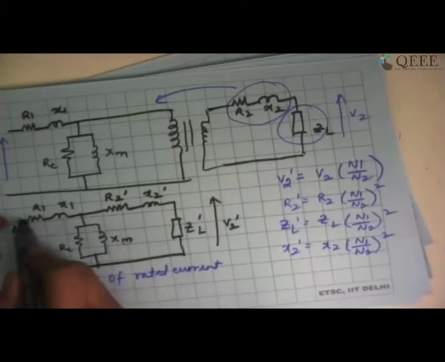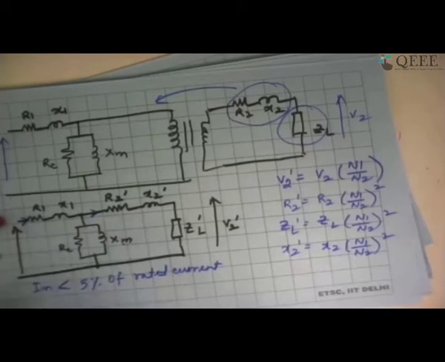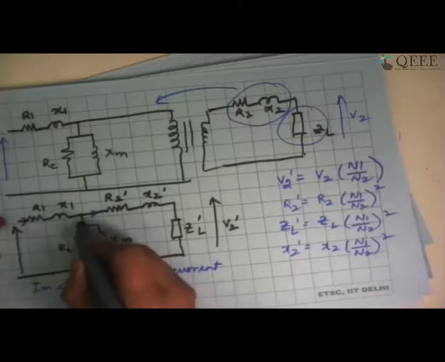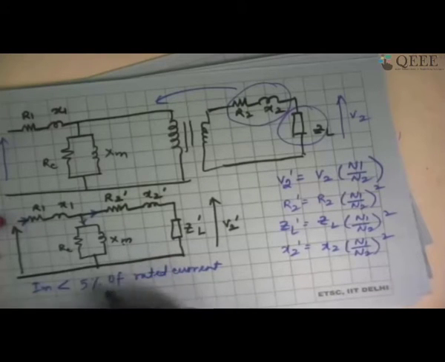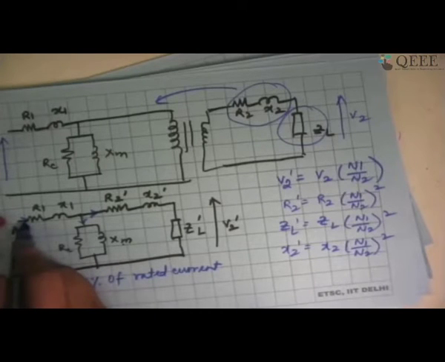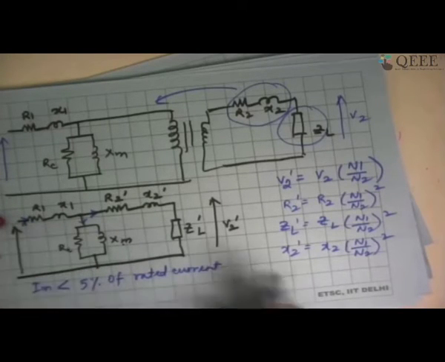If I try to look at what is the current flowing in the series branch, compared to that, the shunt branch or the parallel branch is going to carry less than 5%. So even if I shift the whole thing to the front, it is not going to matter much. So a rough equivalent circuit of the transformer, I can draw somewhat like this.